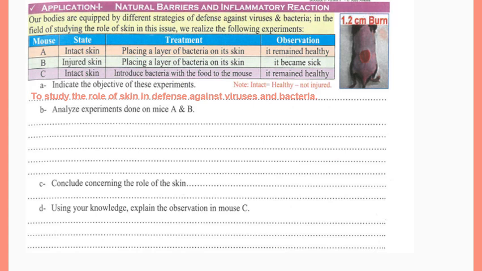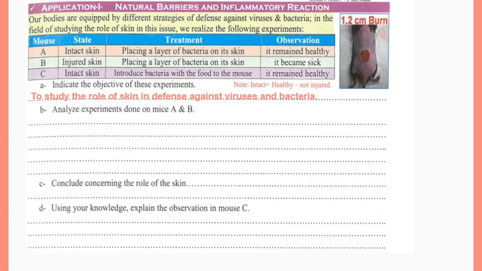Okay, so what did they do? Look, in mouse A, on the intact skin, they place a layer of bacteria on this skin. Intact skin is the healthy or the not injured skin. The result was it remained healthy. Whereas in mouse B, the skin is injured and they place a layer of bacteria on its skin. It became sick. So let's analyze it together.